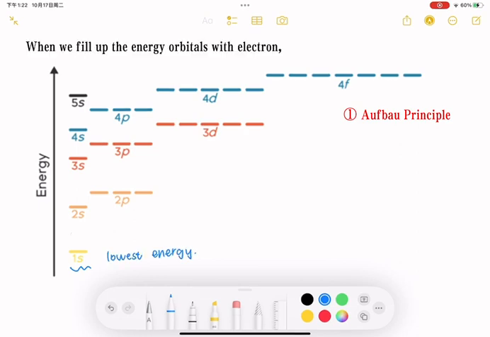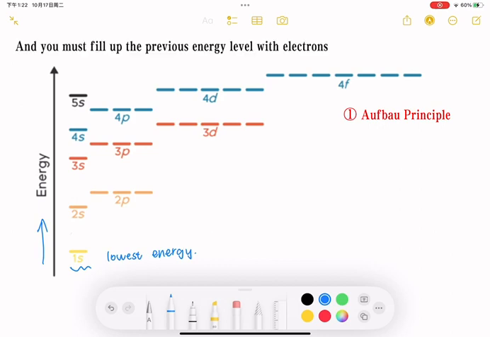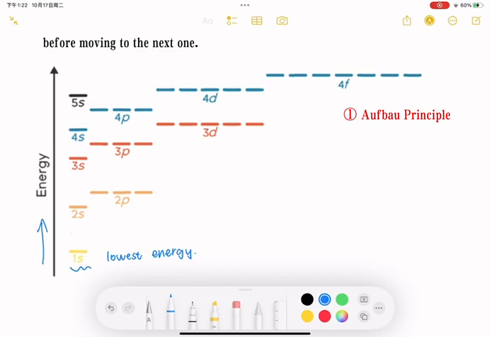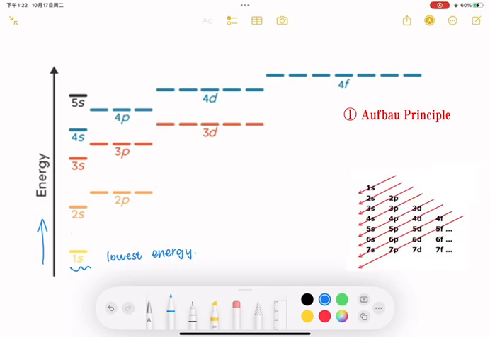When we fill up the energy orbitals with electrons, we should fill them in from bottom to top, and you must fill up the previous energy level with electrons before moving to the next one. This chart can show the energy levels more intuitively.